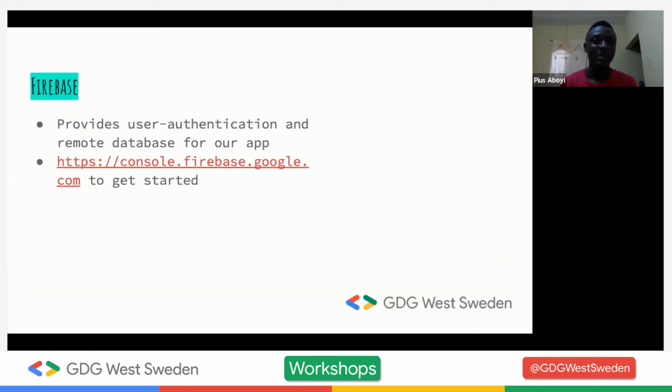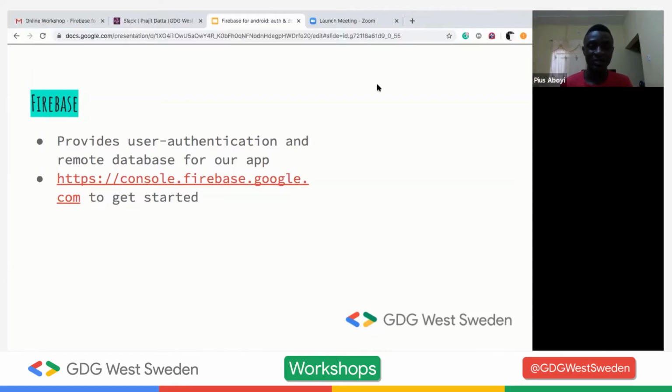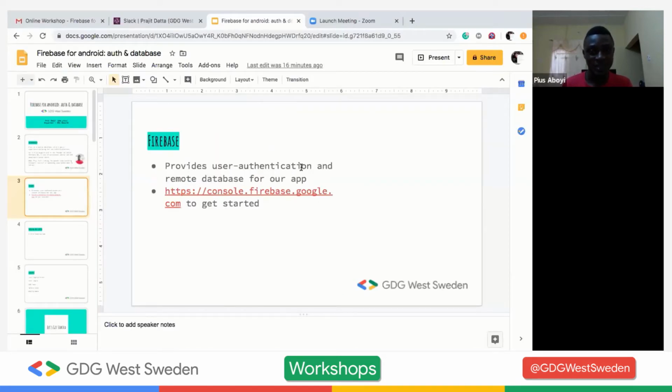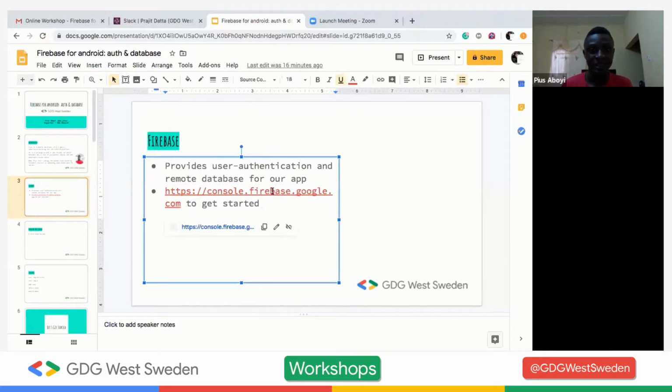So now we're going to get into text. What we're going to be looking at today is how to use Firebase to set up user authentication and hopefully a database for an Android app. So the first thing we're going to do is start with the Firebase console. The Firebase console can be accessed using this link here. So we're going to click on the link.